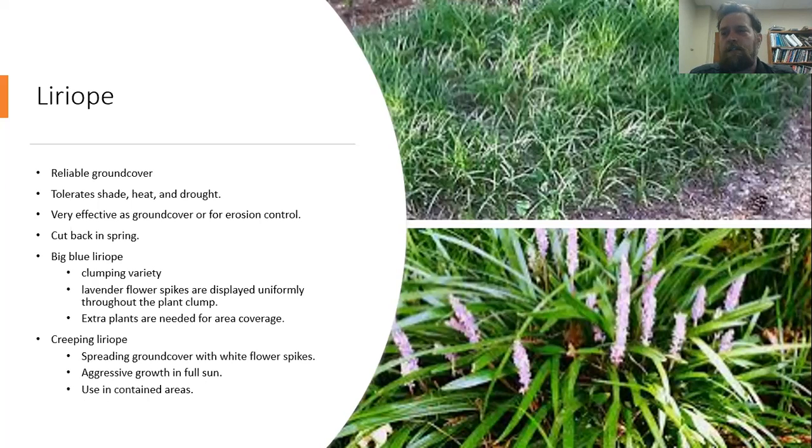There are varieties of liriope that have a creeping habit, so they'll grow along the ground, and they, unlike the clumping variety, have white flower spikes. But you have to watch. In a shaded area, it can be okay. Anytime you have one of these spreading grasses, you do want to be conscious that it just doesn't get away from you. But particularly if it's in the full sun, it can grow very quickly. If you have a shaded area, if you have an area that needs erosion control, it can work fantastically well.